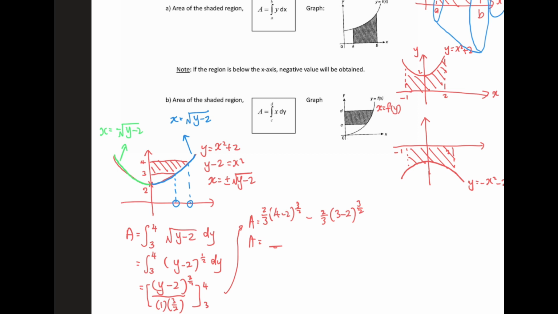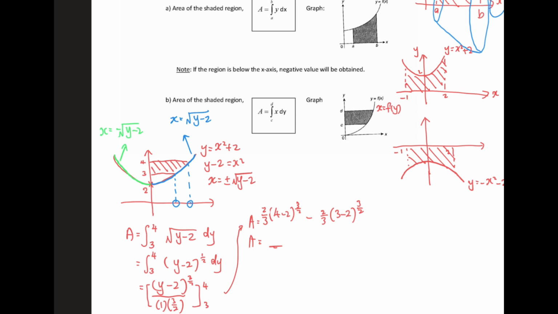Okay, so how about the situation on the y-axis on this scenario? So the scenario will be kind of similar. If the region is on the right hand side of the y-axis, it will be a positive area. This will be a positive value. But if the shaded region is on the left hand side, then it will be negative. It will be negative answer.